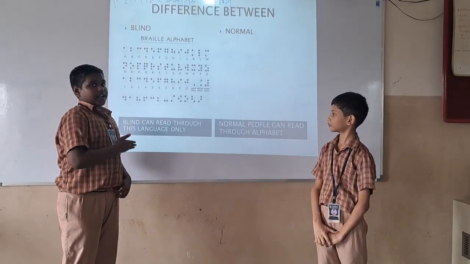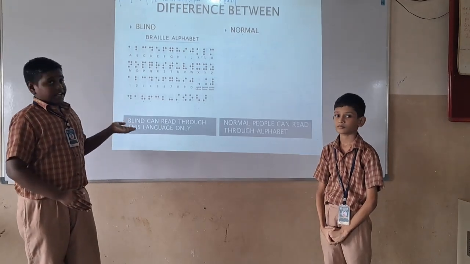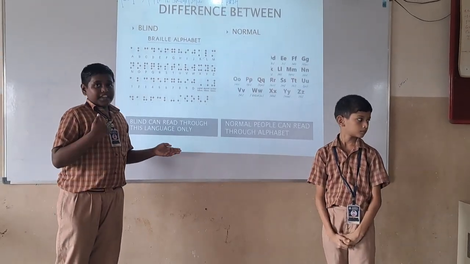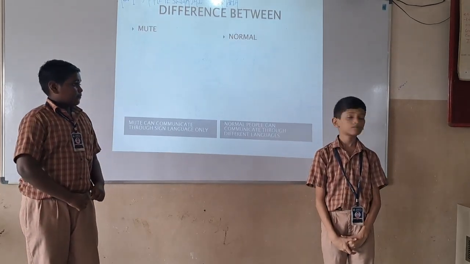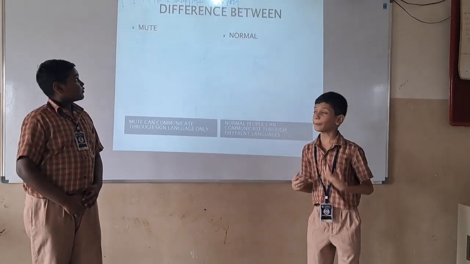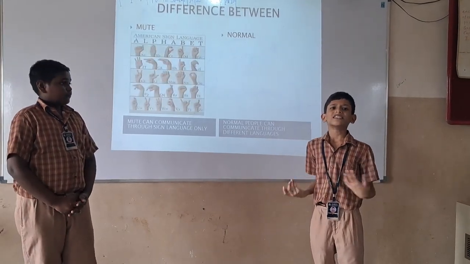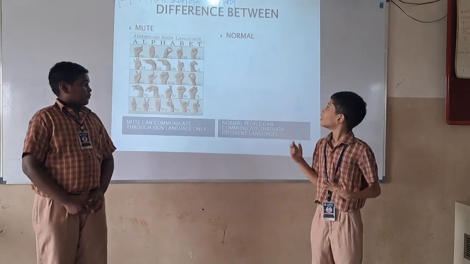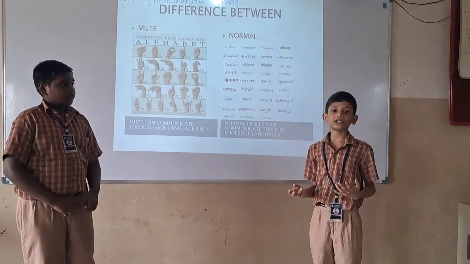Difference between blind and normal people. Blind people can only read through braille, while we can read many languages. Difference between mute and normal people. Mute people only have one language, that is called sign language, while us normal people have many languages we can speak.